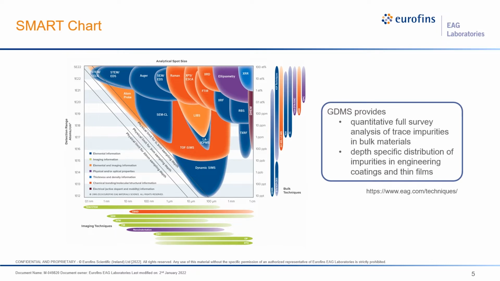In this webinar, we will focus on the GDMS analysis tool. The technique can provide full quantitative survey analysis of trace impurity in bulk materials. On top of it, it can also provide depth-specific distribution information of impurity in engineering coatings and thin films. For more techniques, you can refer to this website link.